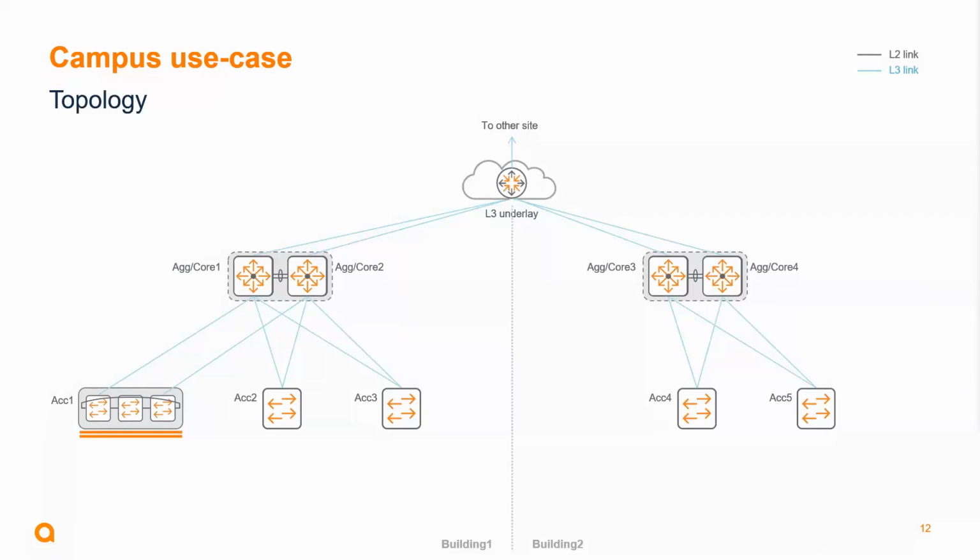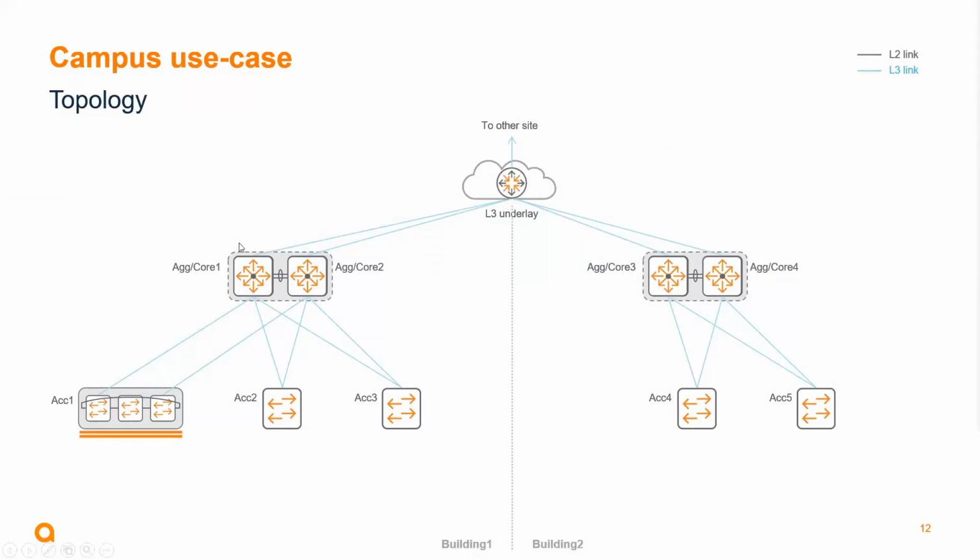So 10.09 was the focus for data center. 10.10, the focus is for campus. Right now you see two buildings, building 1 on the left, building 2 on the right side, and you have access switches. Typically I use the same topology convention, but instead of spine, you'll see that there is a collapsed aggregation core box, which is a VSX here.